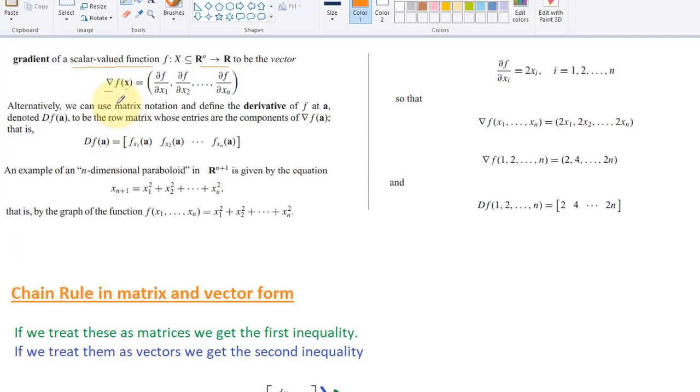And then the gradient is basically the set of partial derivatives. So remember, this x has an x1, an x2, an x3, up to an xn. We're going to take the partial derivative of f with respect to x1, the partial derivative with respect to x2, and so on, all the way until we get to the end, the partial derivative of f with respect to xn. We put all those together in a vector, and we call that the gradient.